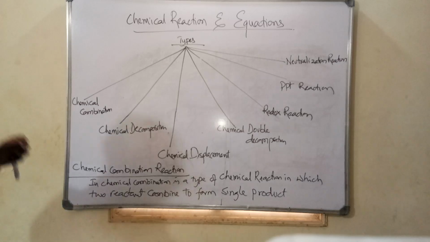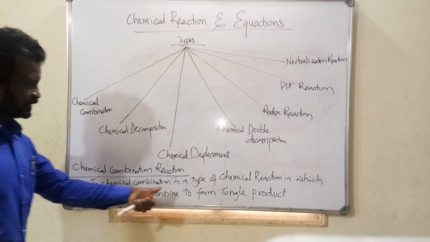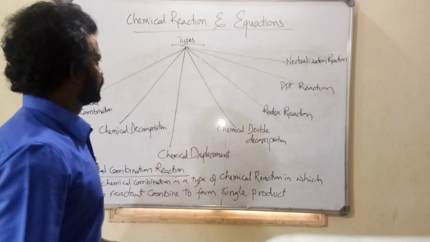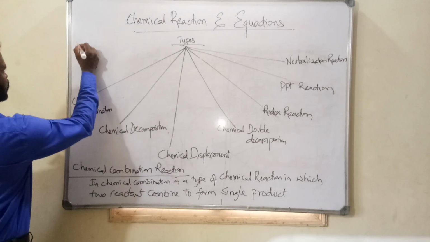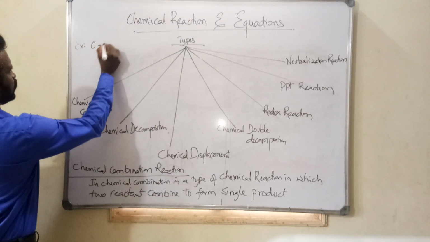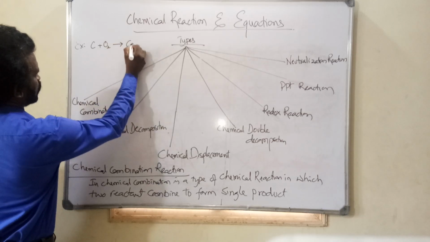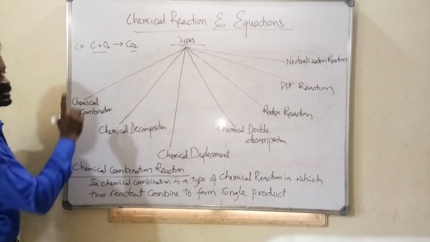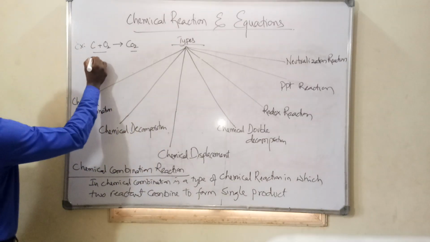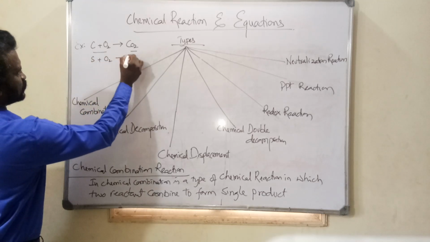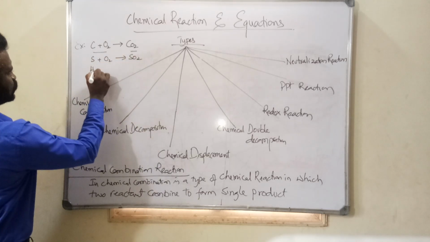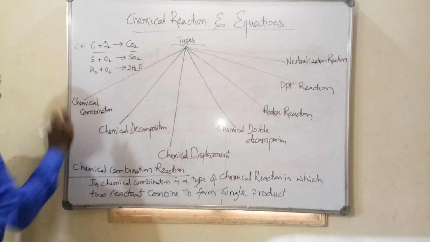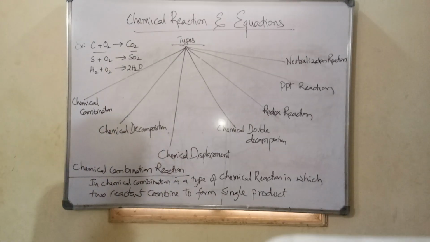What is a chemical combination reaction? It is a type of chemical reaction in which two reactants combine to form a single product. Let us see an example here. Carbon plus oxygen gives rise to carbon dioxide. So, two reactants, one single product. You can take more examples: sulfur plus oxygen gives rise to sulfur dioxide. H2 plus O2 gives rise to 2H2O. So, these are the examples for chemical combination reaction.